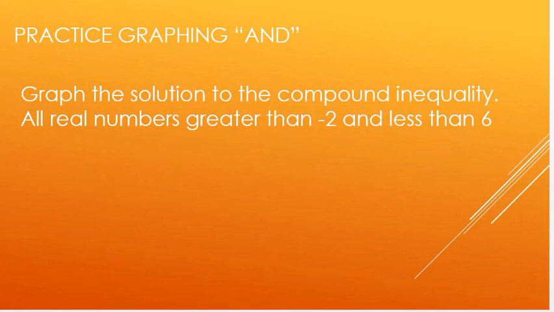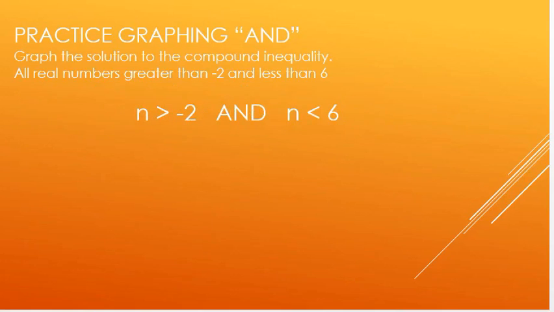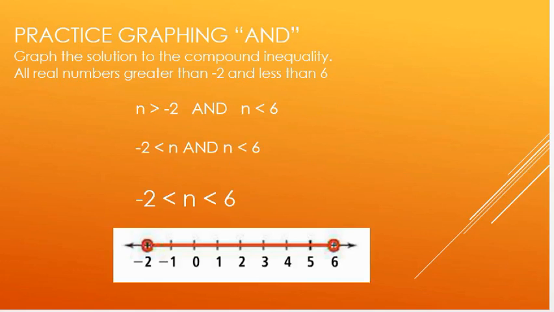So practice graphing and. Graph the solution to the compound inequality, all real numbers greater than -2 and less than 6. So you want to write your two separate inequalities. n is greater than -2 and n is less than 6. Now you want to combine them so it's one sentence. So we're just going to flip it. -2 is less than n, which is the same as n is greater than -2, and n is less than 6. So together you have -2 is less than n, which is less than 6. So it's going to be the numbers between -2 and 6.